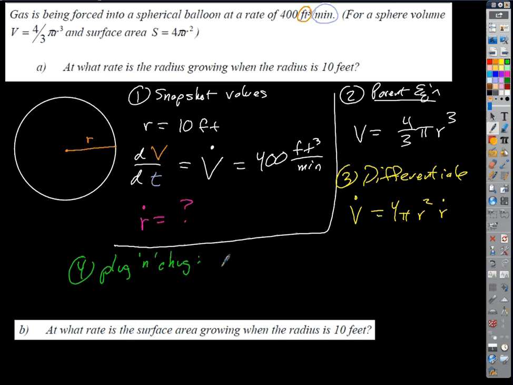So we get r dot equals v dot over 4 pi r squared. And if I plug in values from my snapshot menu up here, that just gives me 400, and the units, I'm going to draw these in lightly, but you'll see once again that we don't even have to, right? We just know the answer's got to be in feet per minute.